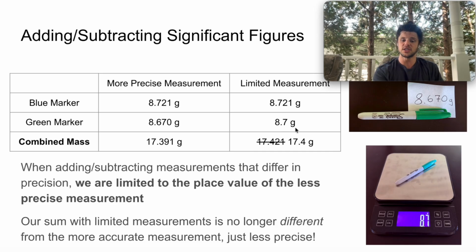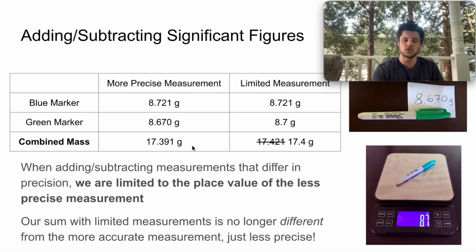Again, the less precise one is the green marker. It has a lowest place value that is higher than the lowest place value of our blue marker. So we're going to round to the tenths place, which is the lowest place value in our green marker's measurement, rather than the thousandths place, which is the lowest place value of the blue marker's measurement. This one's less precise, this one's more precise. We'll round to the less precise one's lowest place value. So we'll round this off to the tenths of a gram. Now we have 17.4 grams when we add these two together and then round according to this rule of rounding to the least precise number's place value.